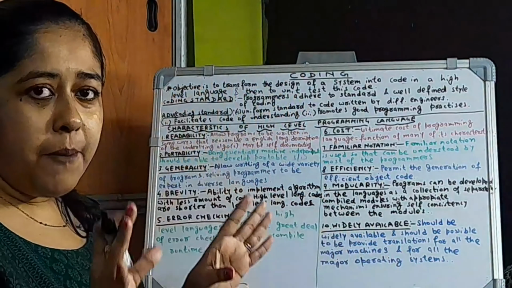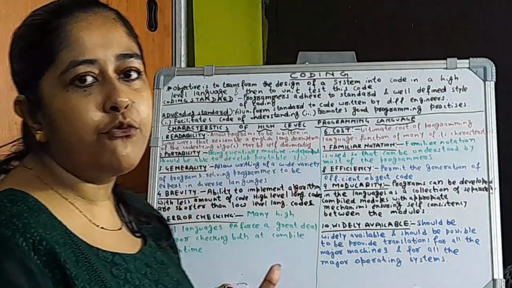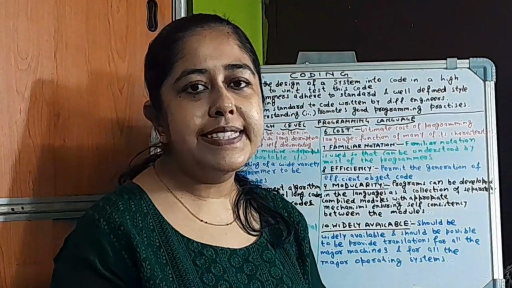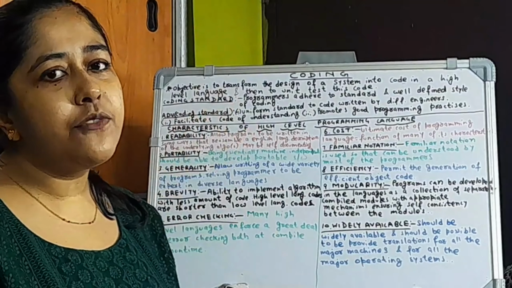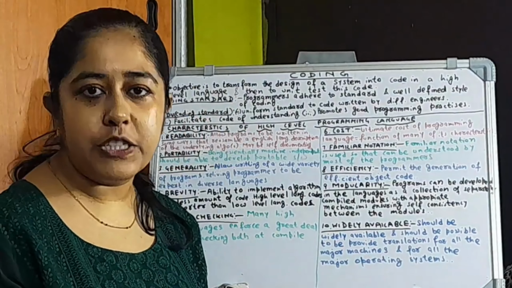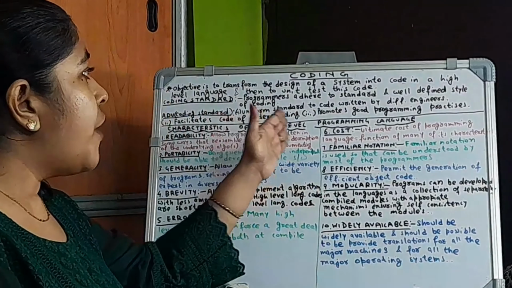What is the definition? Programmers adhere to a standard and well-defined style of coding. This well-defined style of coding should be easily understandable to every engineer. This is called the coding standard. Now what is the advantage of this coding standard? Why are we using it? Obviously, a uniform standard for code written by different engineers.